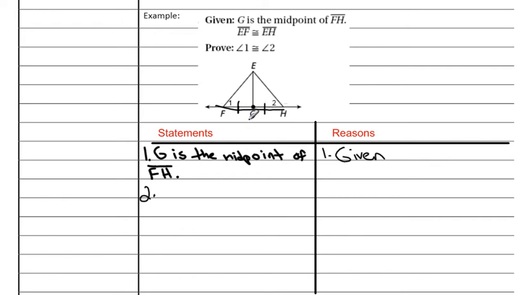Now before, when we were doing whiteboard practice and worksheet practice and all that stuff, we would just mark it and move on. But now in a two-column formal proof, we need to mark it, and then we need to actually write down what it is that we marked. And we marked that FG was congruent to GH. And the reason we're allowed to mark that is because G is the midpoint of FH. That's what's called the definition of midpoint.